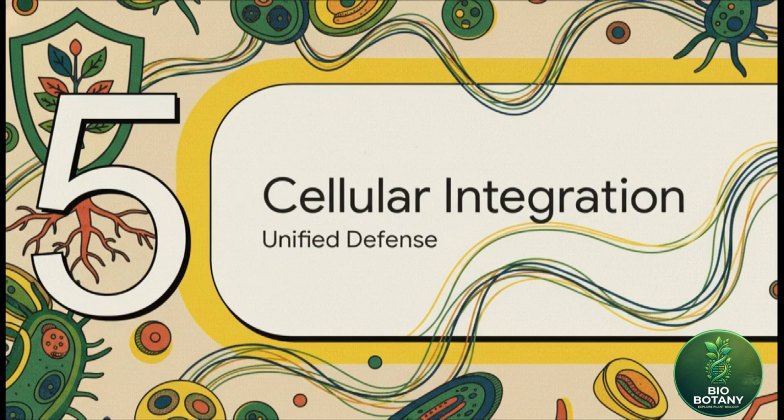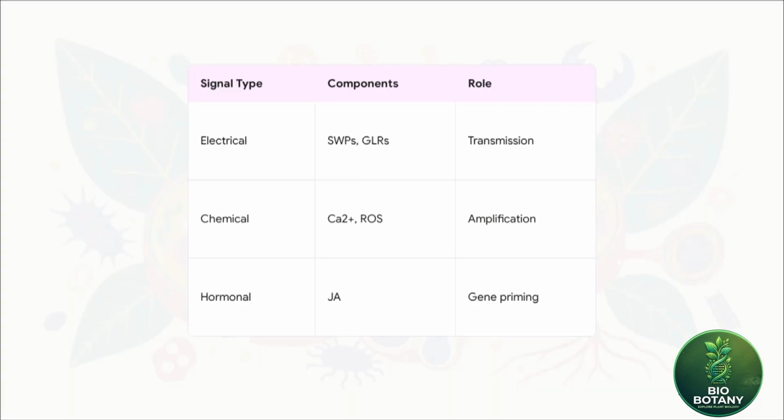Section 5. Integration of cellular mechanisms. Up to this point, we've kind of been looking at the individual puzzle pieces. Now, let's synthesize how these distinct local and systemic pathways merge into one unified survival mechanism. It's clear just how integrated this system is across 3 parallel signal types.